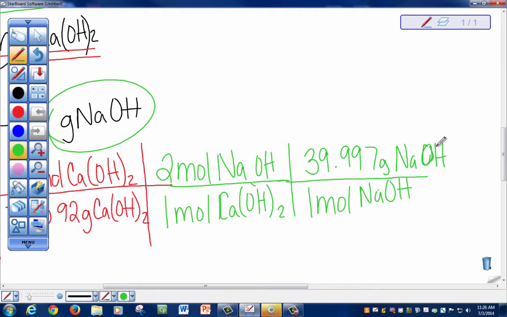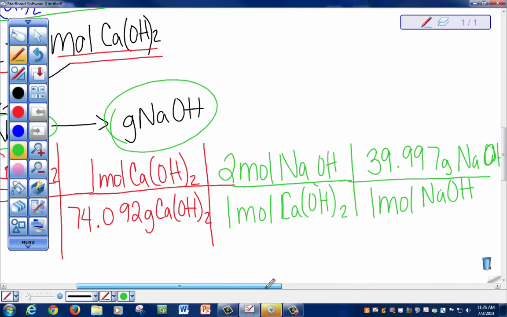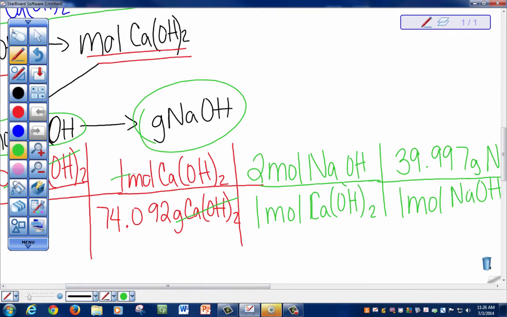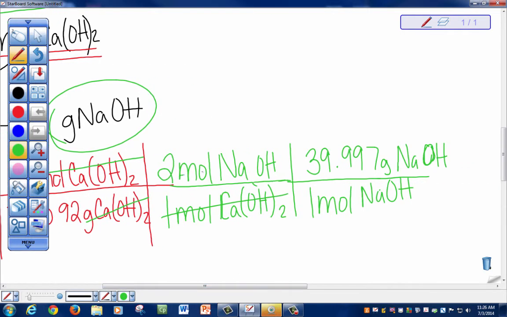Okay, so everything looks good. Our grams of calcium hydroxide cancels out with our grams of calcium hydroxide. Moles of calcium hydroxide cancels out with moles of calcium hydroxide. Moles of sodium hydroxide cancel out with moles of sodium hydroxide. And all we're really left with now is grams of sodium hydroxide, like the question was asking.